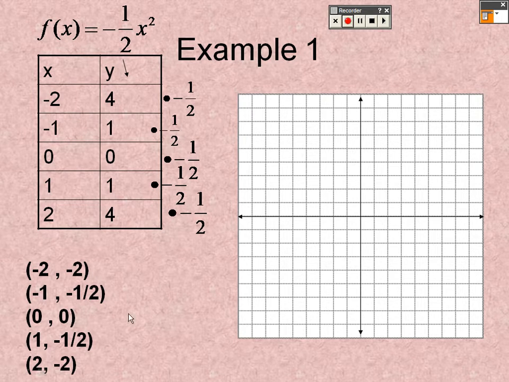So those are the points you want to plot, and those are the points that if you plugged it in on your graphing calculator, you would see these points listed there. So plot these points. That's -2, -2. That is -1, -1/2. That's 0, 0. That's 1 and -1/2. That's 2, -2. Plot the points, and there's your graph.